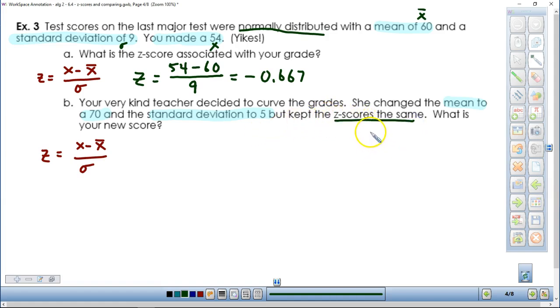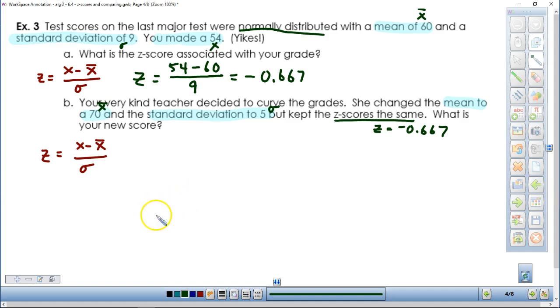Z-score the same. So here we have a new mean and a new standard deviation. And our z-score is going to stay what it was in that last question, which we rounded to be negative 0.6667. So your z-score on this test is going to stay the same.